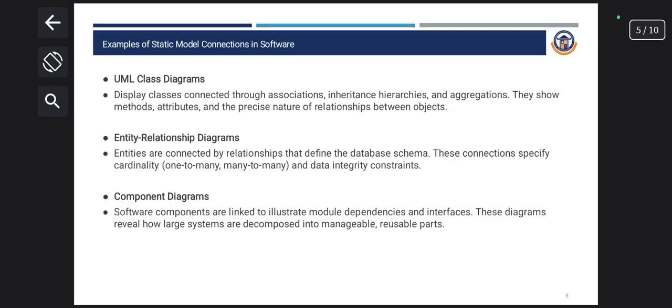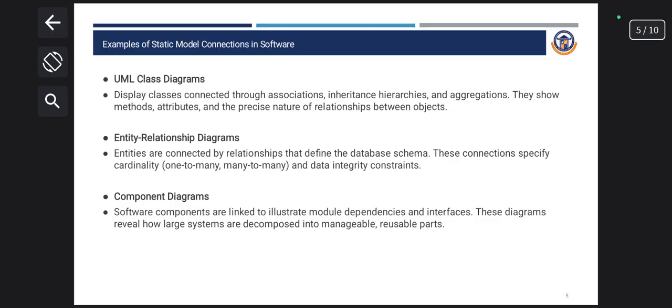The next one is entity relationship diagrams. Entities in a database are linked by relationships that define cardinality, such as a one-to-one relationship, a one-to-many relationship, or a many-to-many relationship, and integrity constraints.